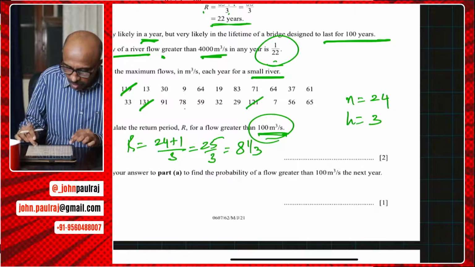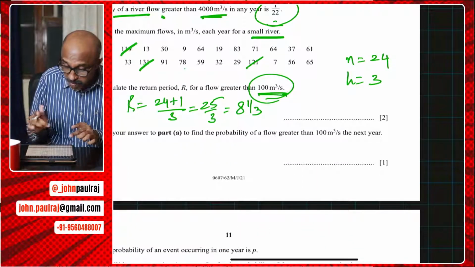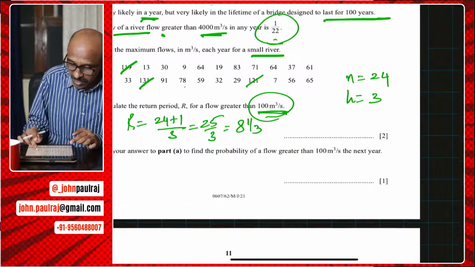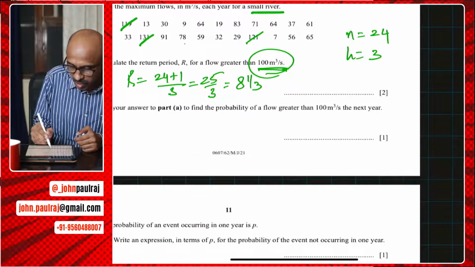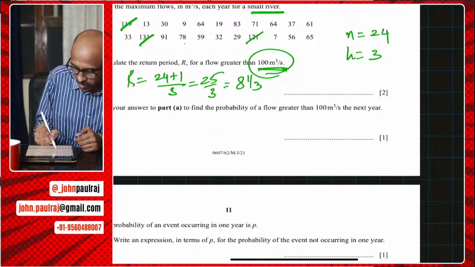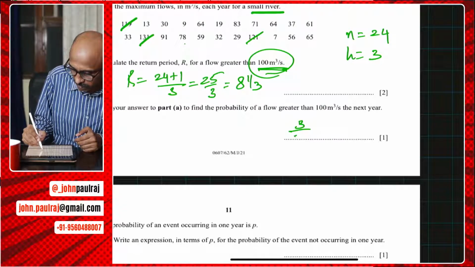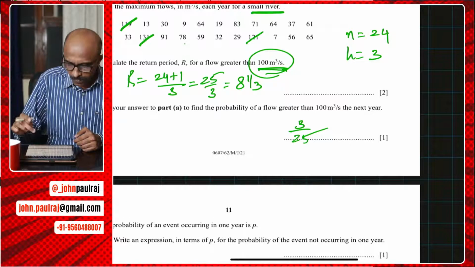Use your answer to part A to find the probability. Okay, the probability, as we saw in the earlier example, is just 1 over R. So the probability is just going to be the reciprocal of this. The probability is just going to be 3 over 25. All right. Okay, moving on.